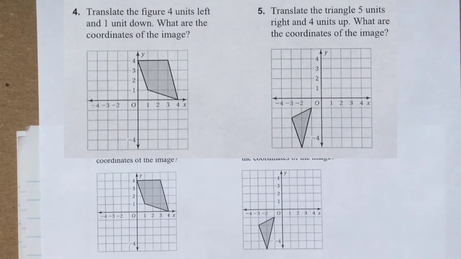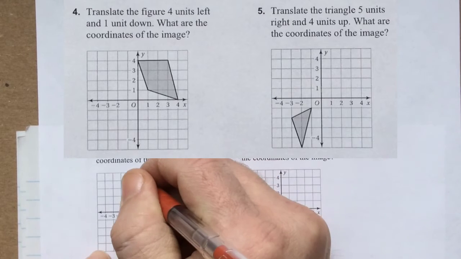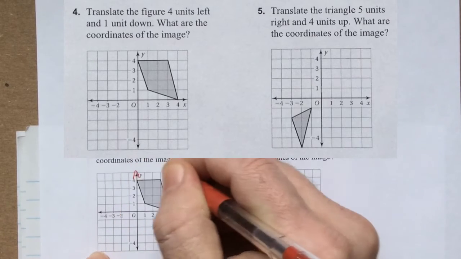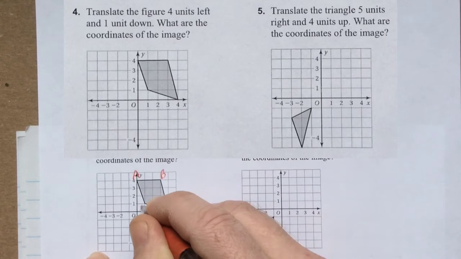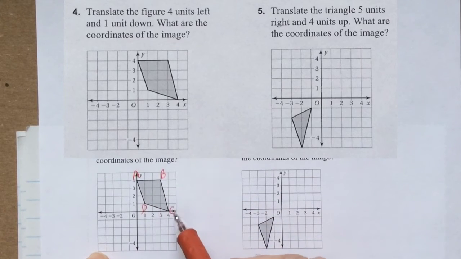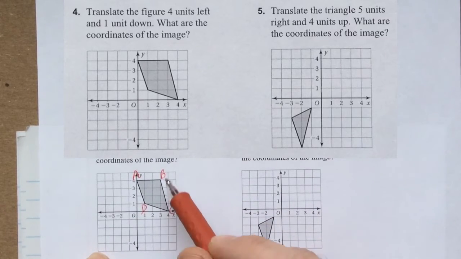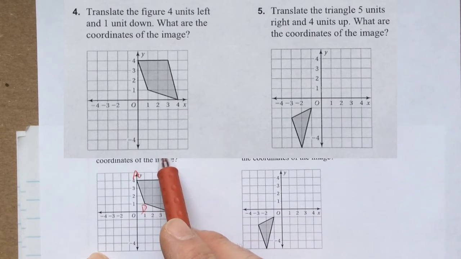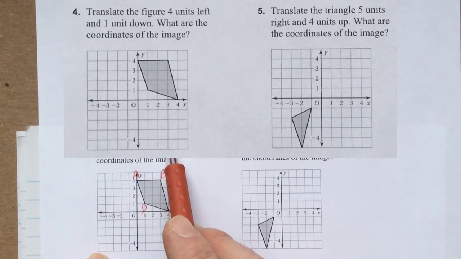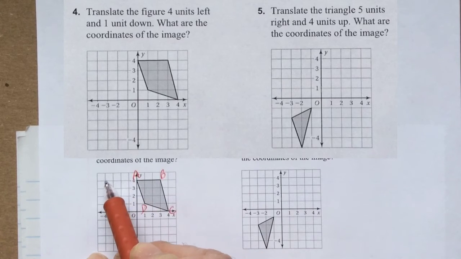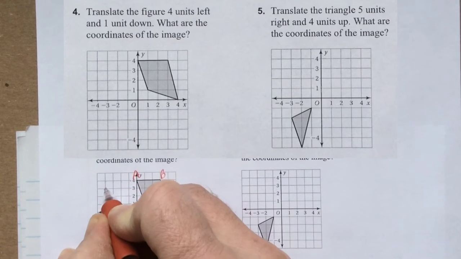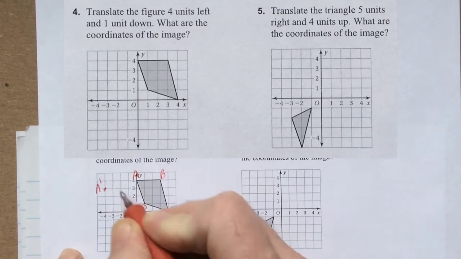For number 4, because they're going to want the new coordinates, I'm going to go ahead and label these. This will be my A, this is my B, this is my C, and this is my D. And that way I can refer to these points. And then I'm going to have to translate the figure 4 units left and 1 down. So for A, I'll go 1, 2, 3, 4 left and 1 down. And that's where I put my A prime.